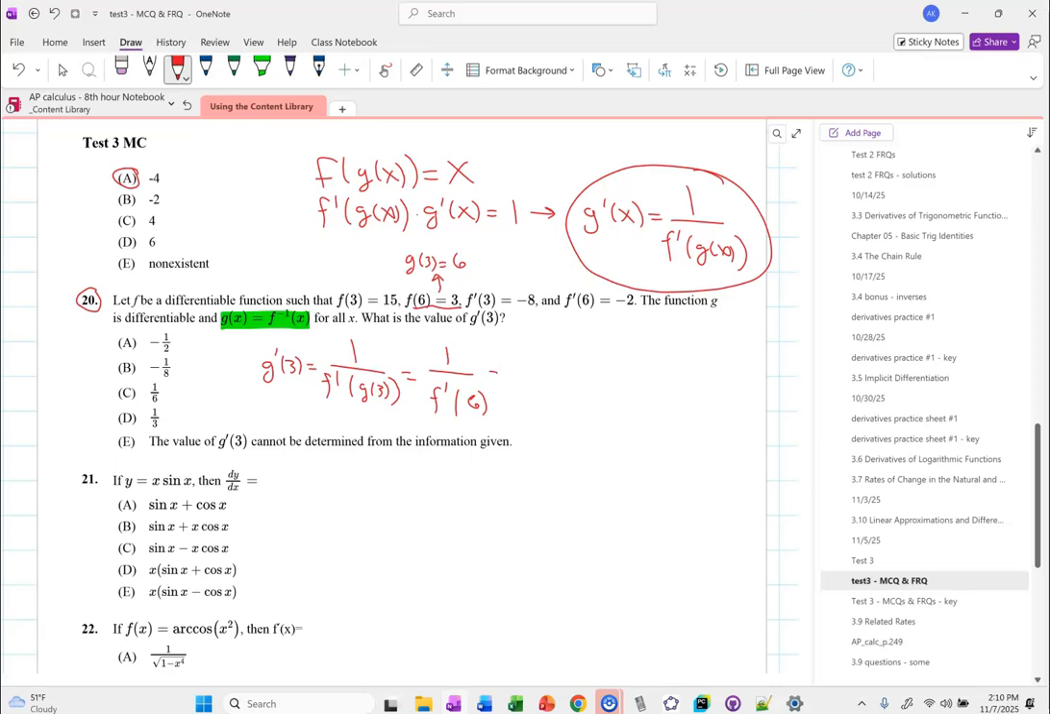And f prime of 6 we have. Why am I saying g of 3 is 6? Because they're inverses. Yeah. So f does this, right? Because g is the inverse, it's got to take 3 back to 6. Again, same trick as that one we started with, right?